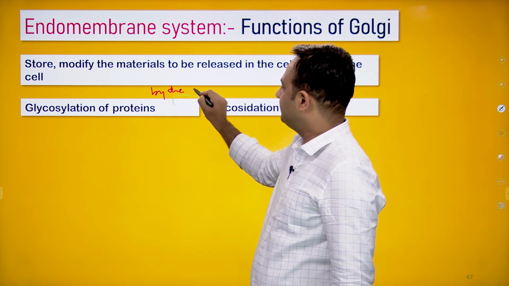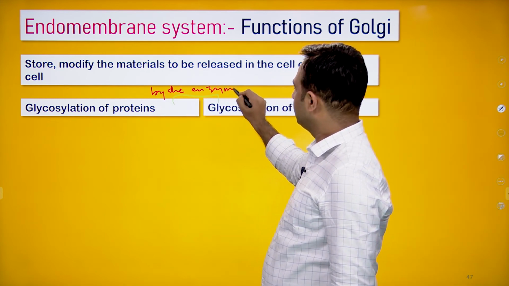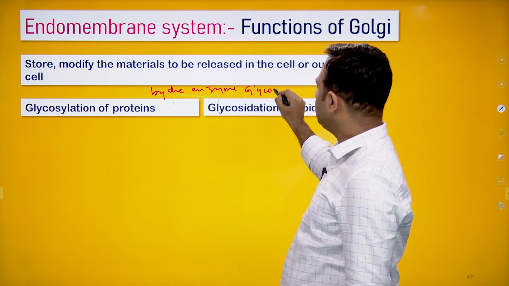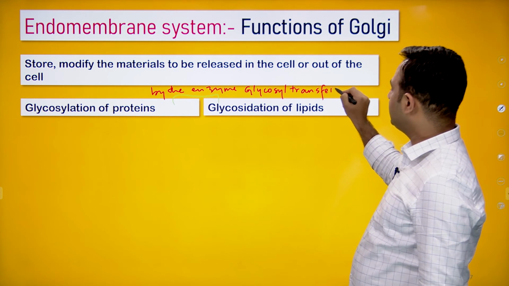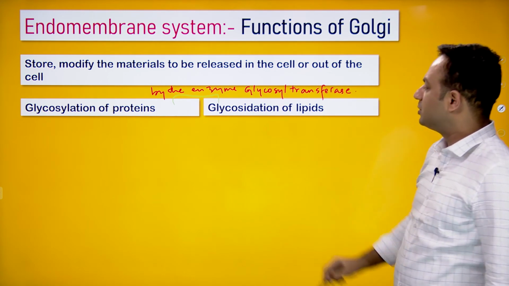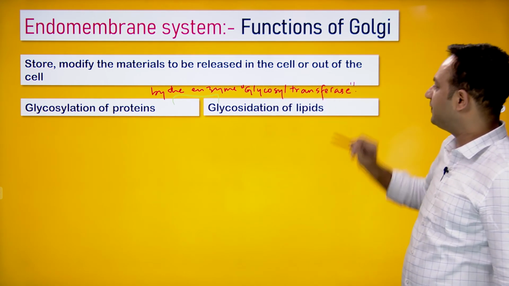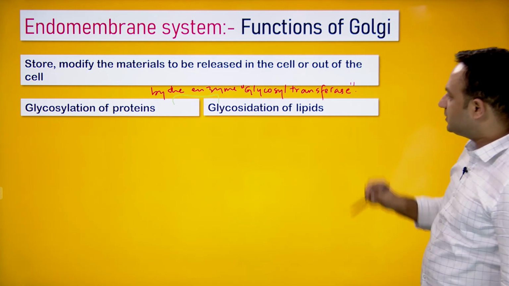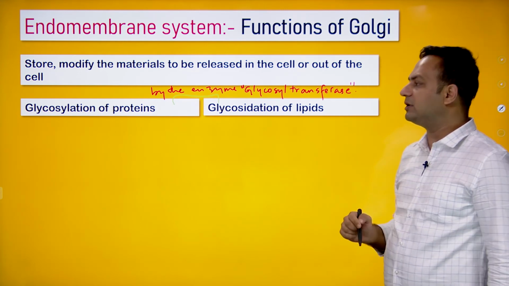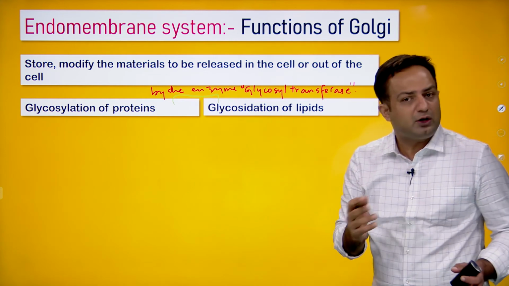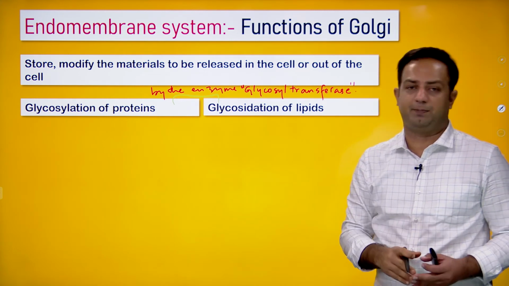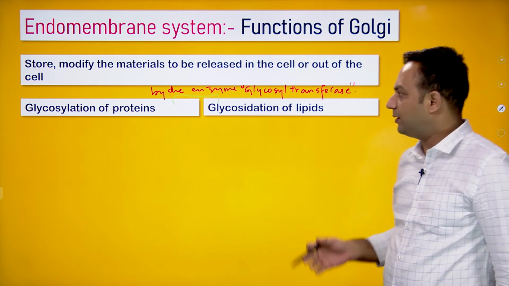By the enzyme named glycosyl transferase. It is because of the enzyme glycosyl transferase. So when we say glycosyl transferase, glycosylation means converting protein into glycoprotein and lipids into glycolipids. That's the same one, okay?